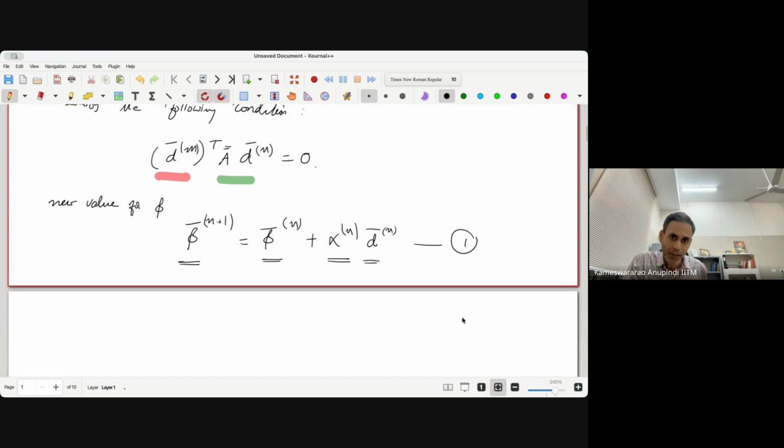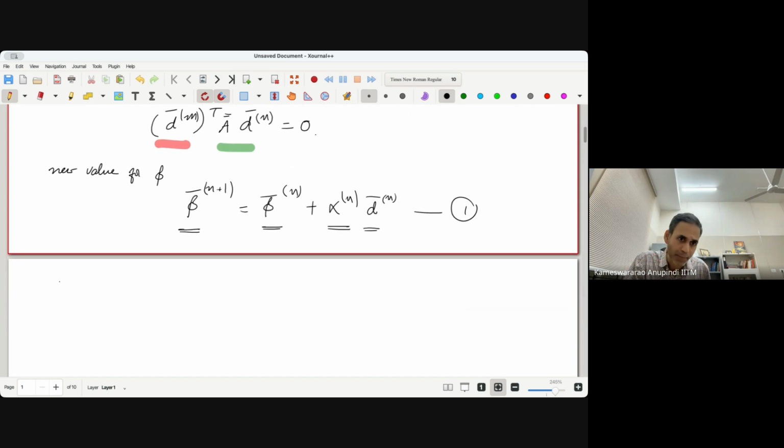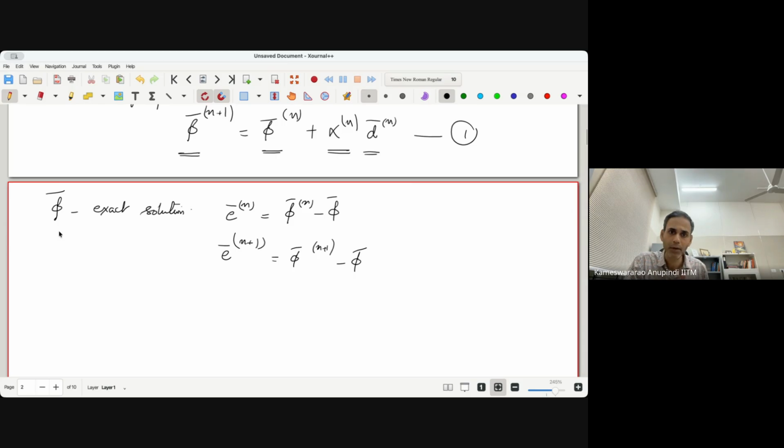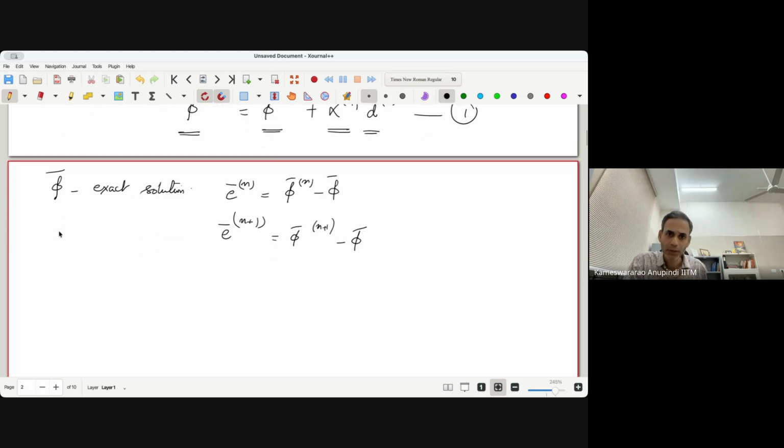Let me also define what is error. If I define phi as the exact solution, then I can define my error at any time level n equal to phi at n minus phi. Similarly, error at any level n plus 1 is equal to phi n plus 1 minus phi. These are all again overbars, I may or may not write them a little later. So this is the error at nth iteration, and this is the error at n plus 1 step.